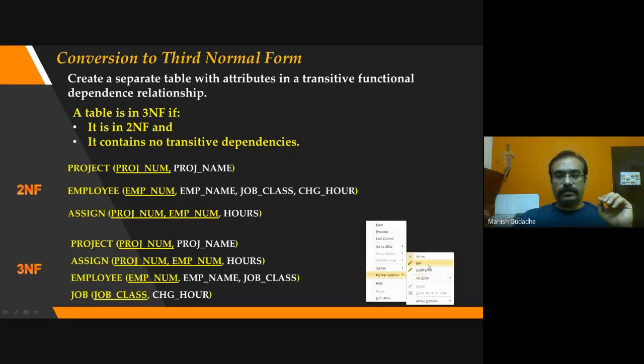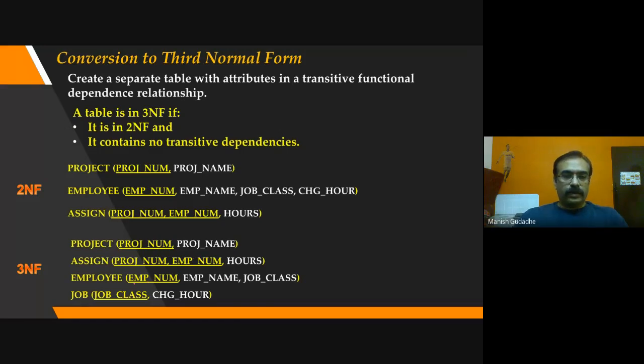What we did here, from this table, this was a transitive dependency which we had. So it was taken as a separate table. Okay, create a separate table with attributes in a transitive functional dependency. So whatever transitive dependency is coming, make a separate table for it. Okay, so job class will be a primary key in that case, and charges per hour will be the non-prime attribute. These charges per hour can be changed.